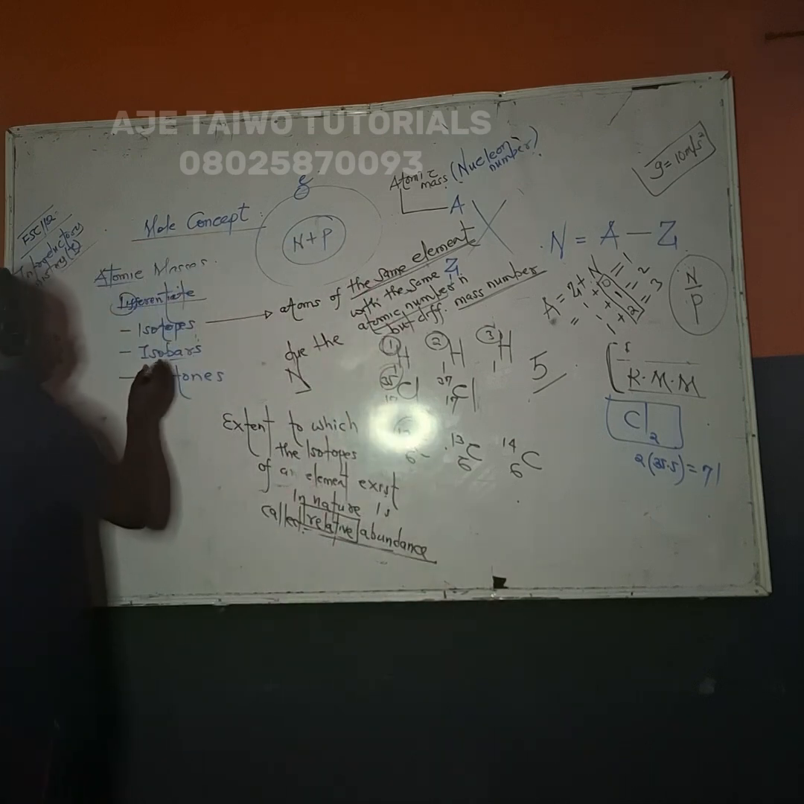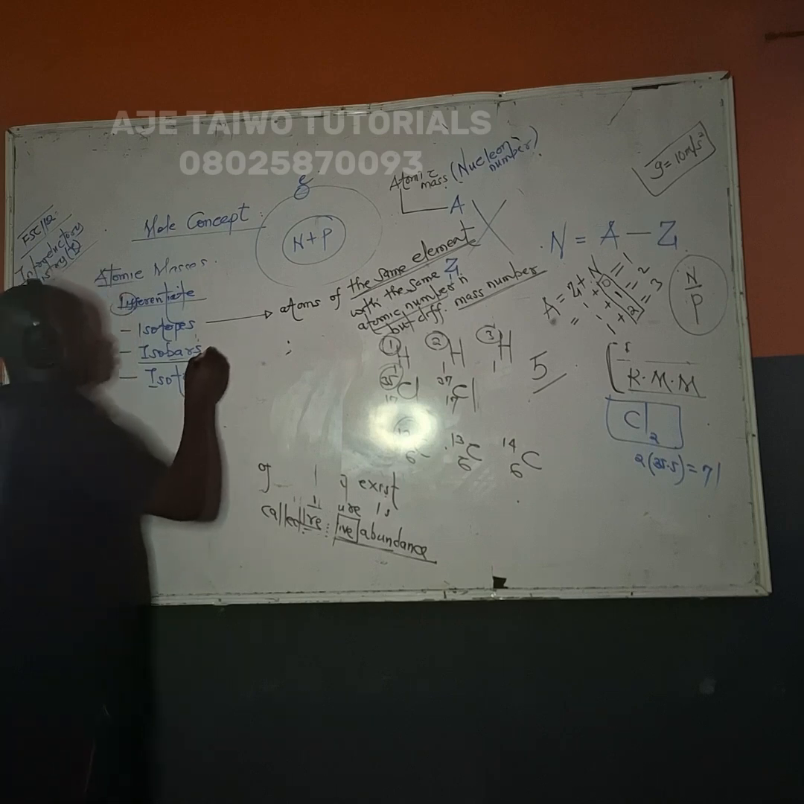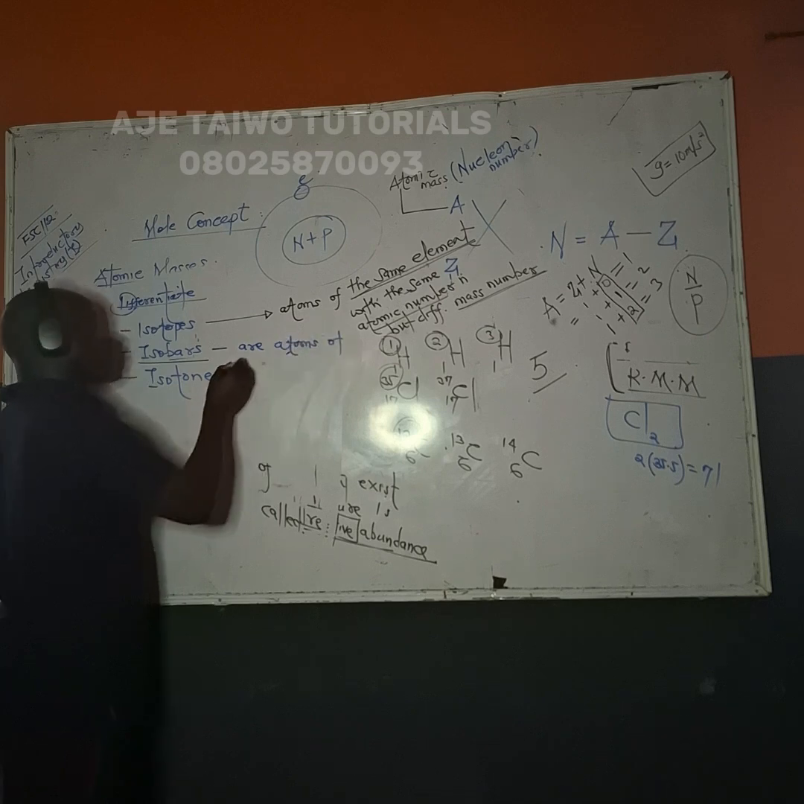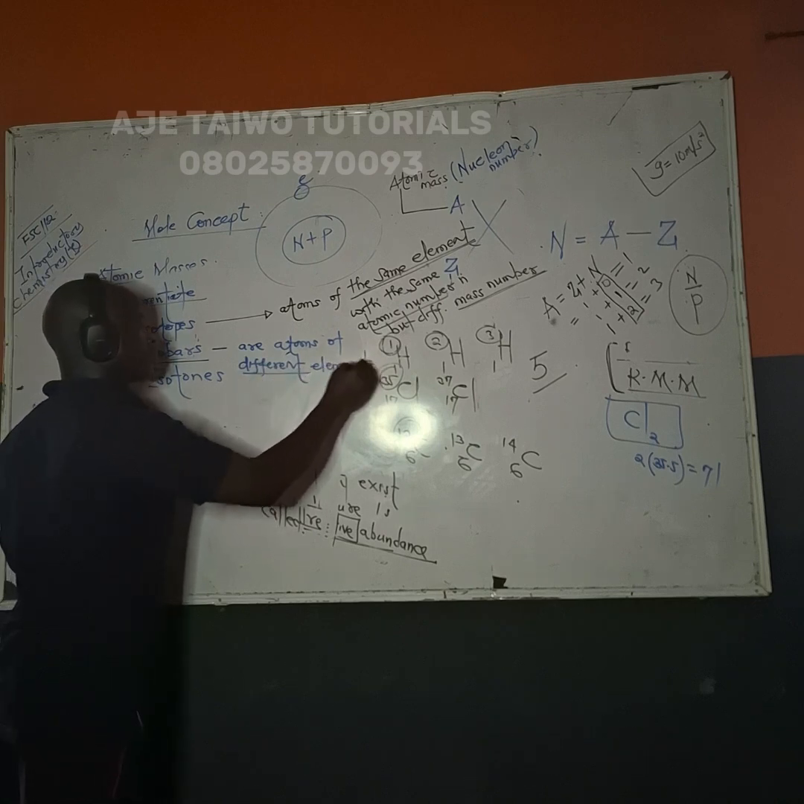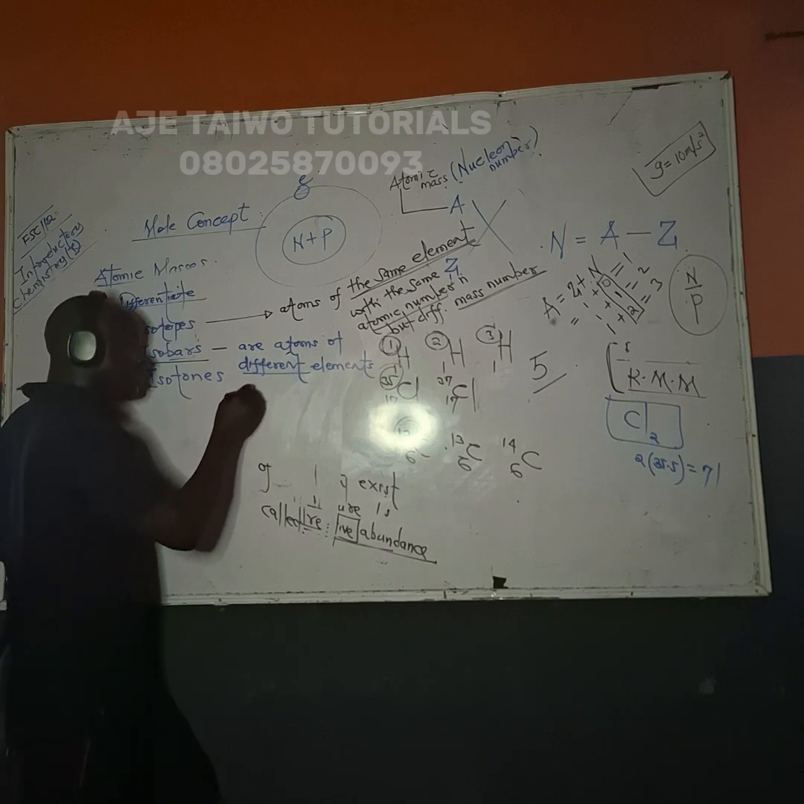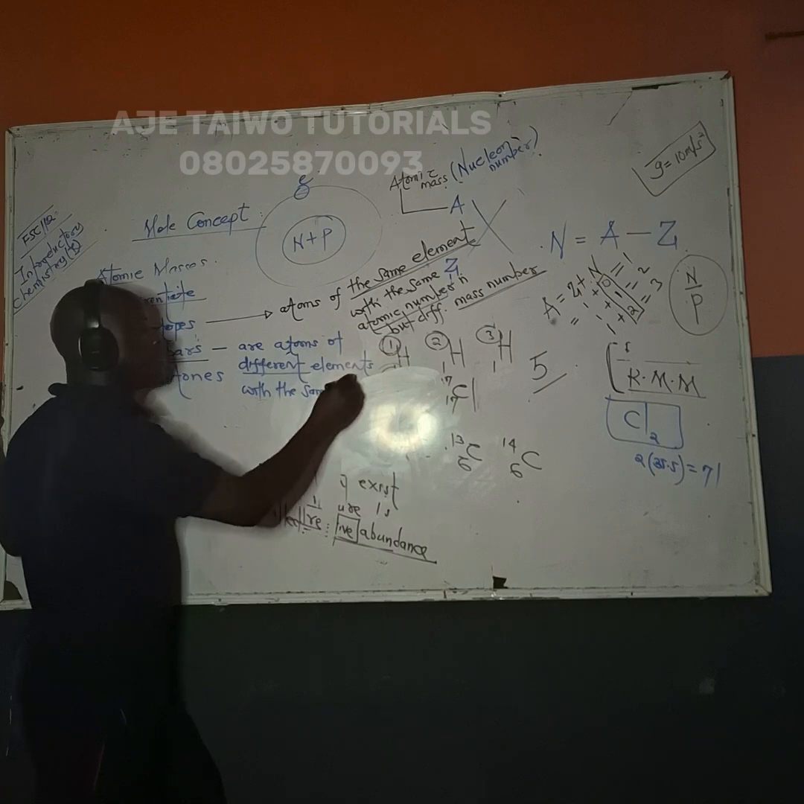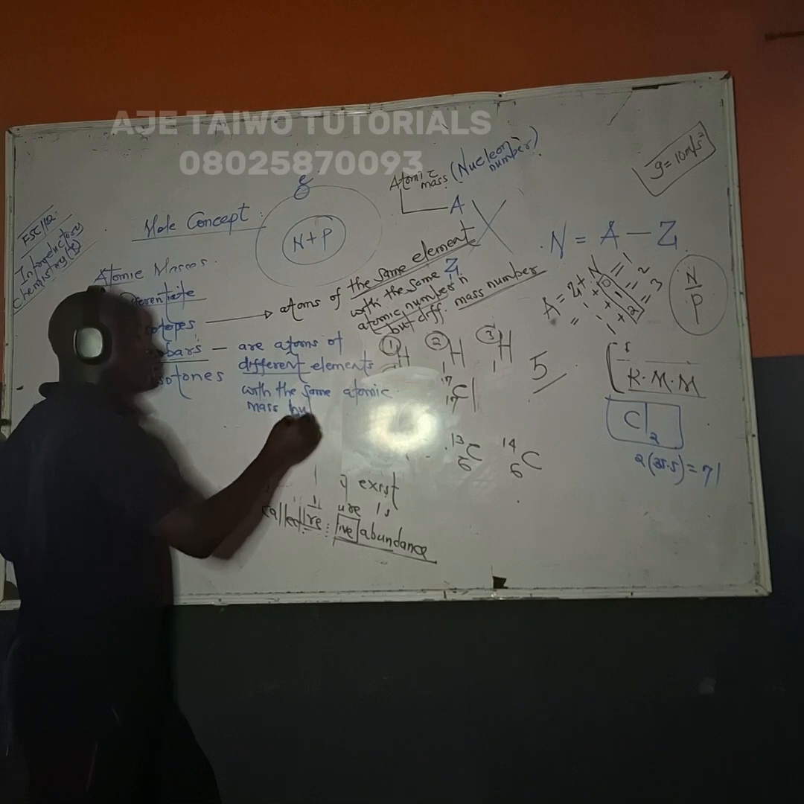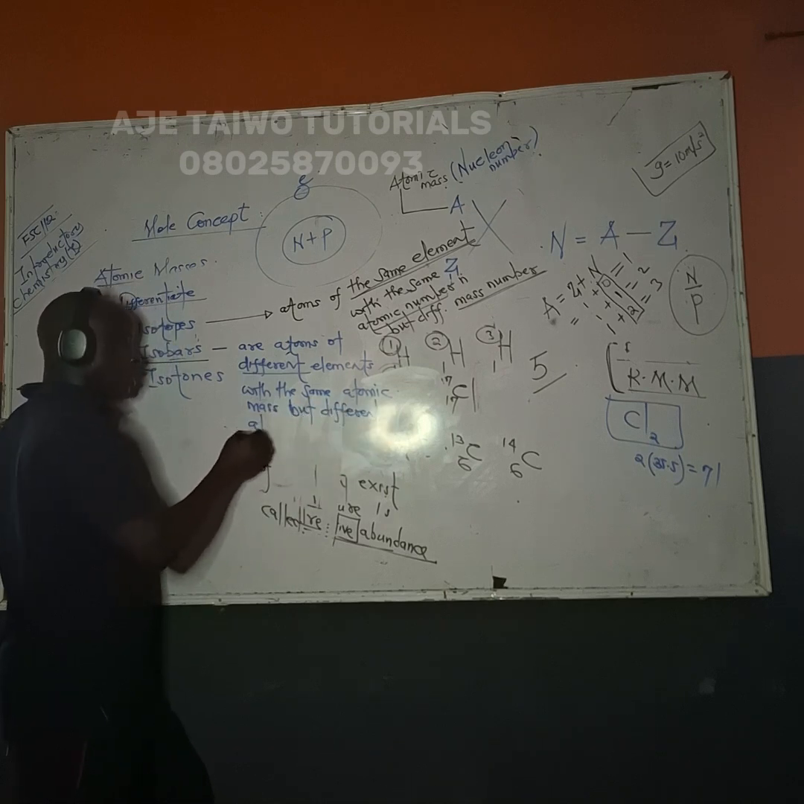Let's come back. What are isobars? Isobars are atoms of different elements with the same atomic mass, but different atomic number.